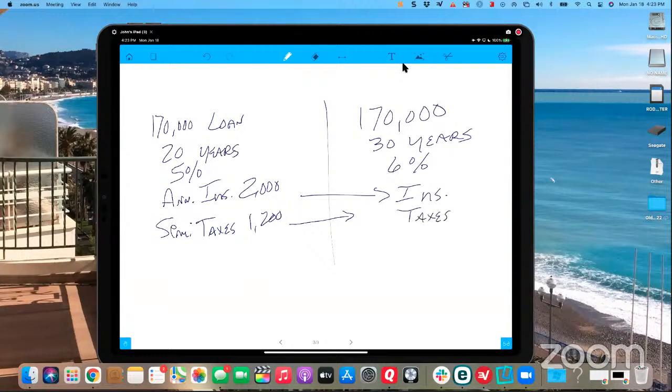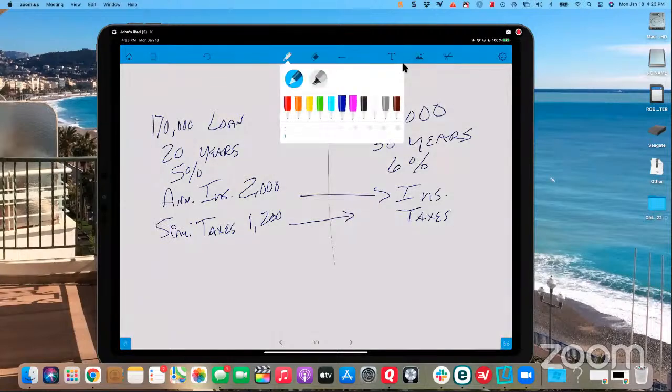Now, I don't know if this is how the problem looks. I'm just throwing this in because I did hear from someone that said they wanted to know what the difference in the payment would be, including taxes and insurance. Well, the first thing we want to figure out here is there's a couple of things that I want to draw your attention to.